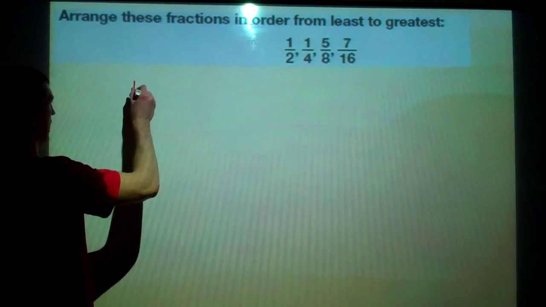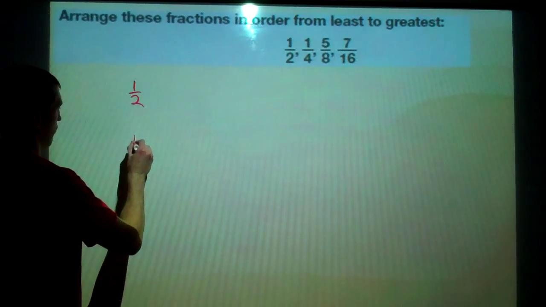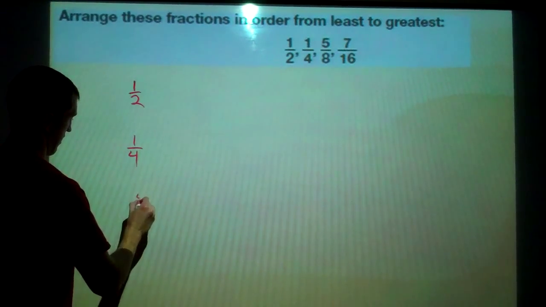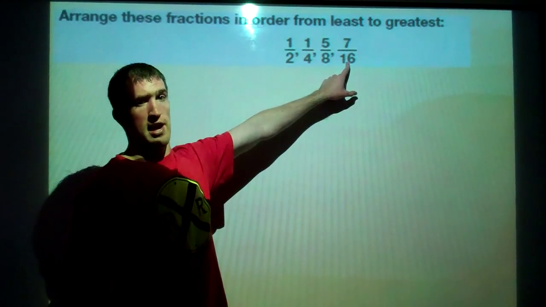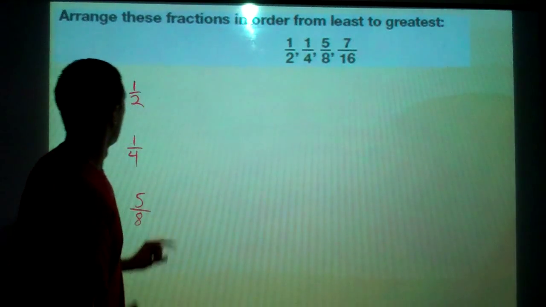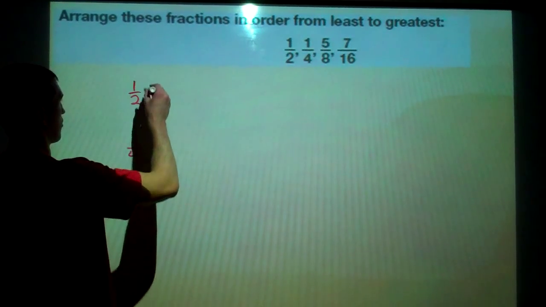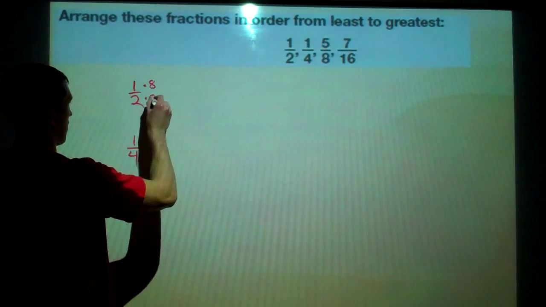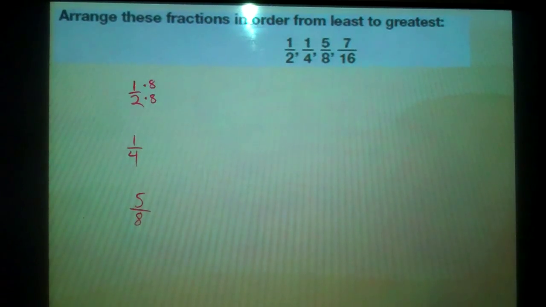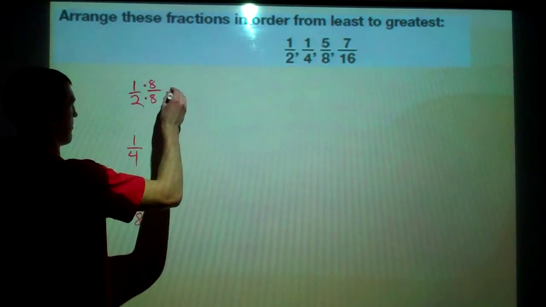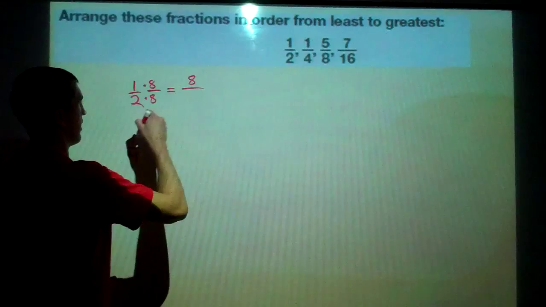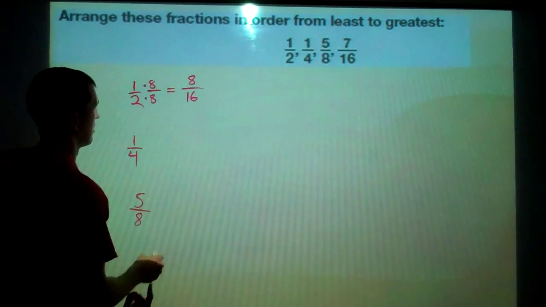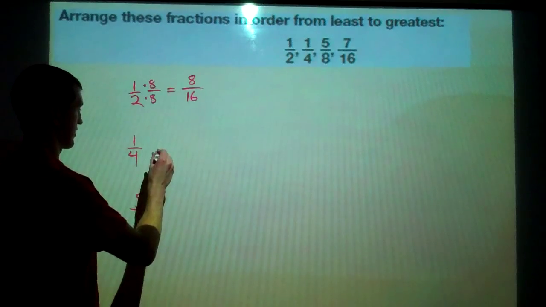So I'll take 1/2 and 1/4 and 5/8. This one's going to stay the same. It already has a denominator of 16. So 1/2, to get to 16, we have to multiply by 8. I'm going to check my time real quick. Okay, we're looking good. So we're going to multiply by 8 over 8, and we will get 1 times 8 and 2 times 8, 16. So that's 1/2 with a denominator of 16.